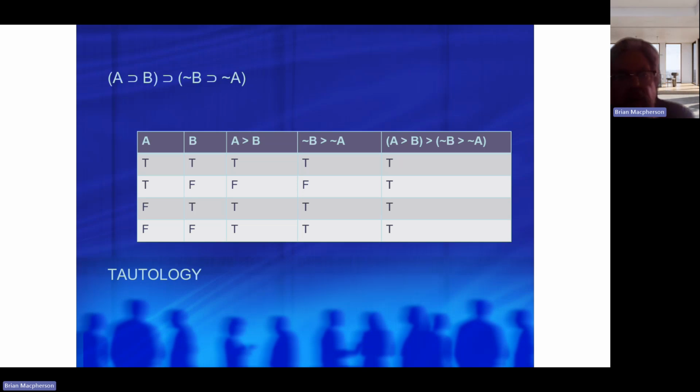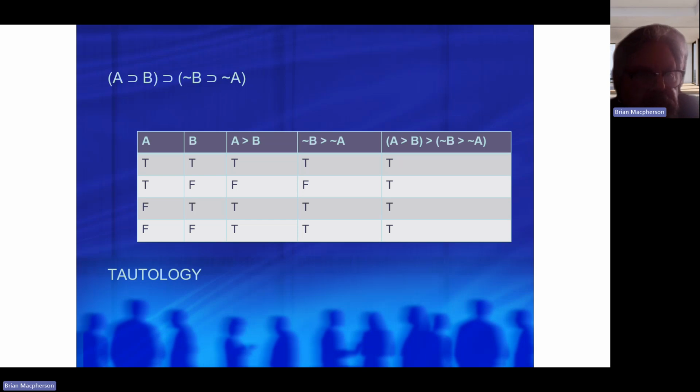Let's look at A and B in the second row. A is true and B is false. We know by the truth table for if-then that if P is true and Q is false, that makes P then Q false. So A then B is false in row 2. Now, what about not B then not A? Well, not B will be true and not A will be false. So true implies false gives me false. So A then B is false, not B then not A is false. False implies false gives me true. So in the second row, it is true.